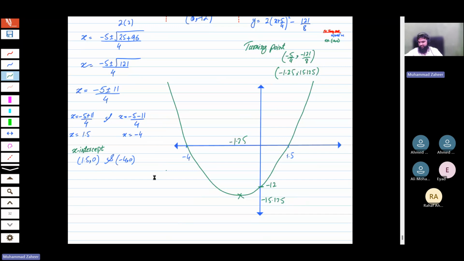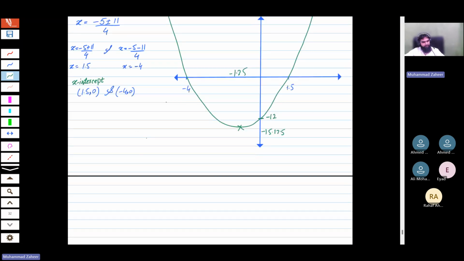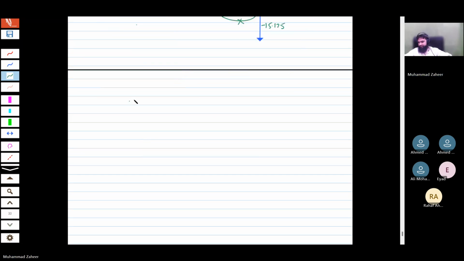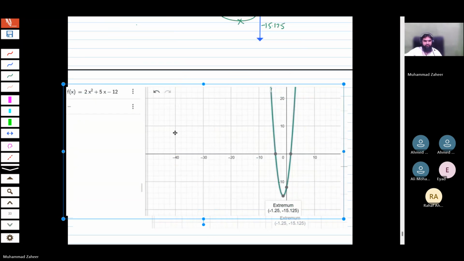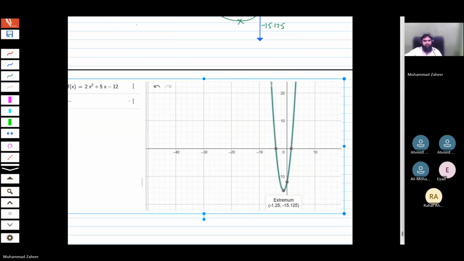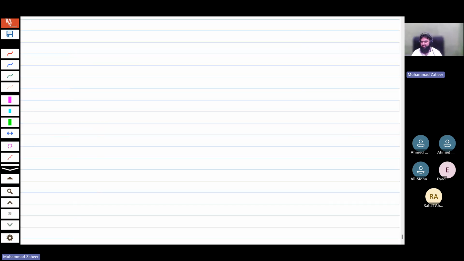This is how you make a rough sketch of a quadratic. Till here we understood how to draw the quadratic graph.